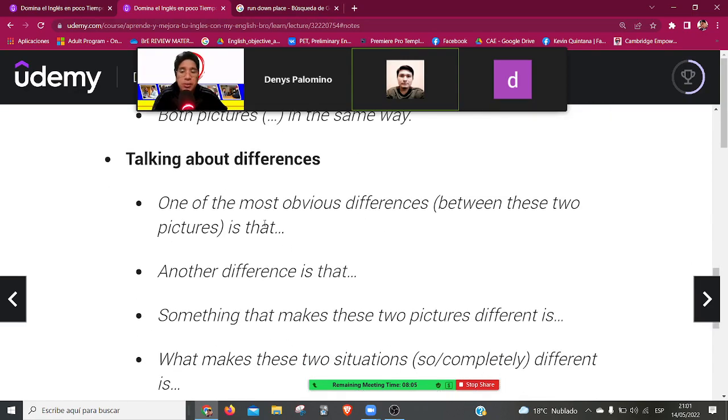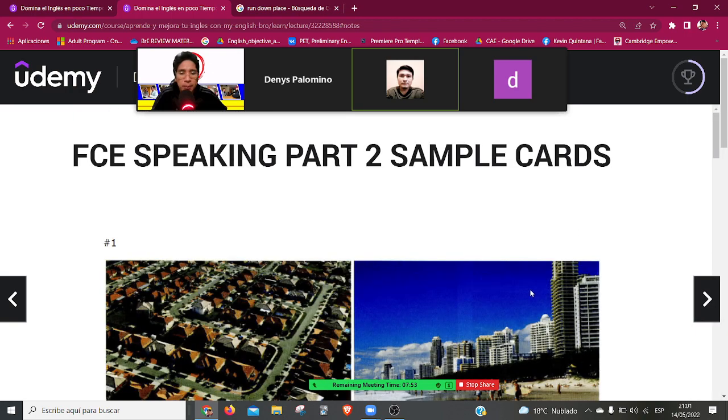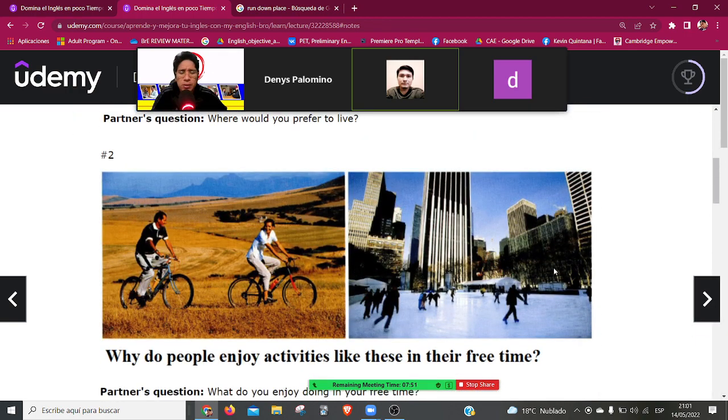Apart from that, talking about differences, you can say another difference is that one of the most obvious differences between these two pictures is that the first one is outside, on the other hand, while the second picture is in the city center. You know, in the outside place, you can breathe fresh air. You are with nature. That's what you said, Denise.